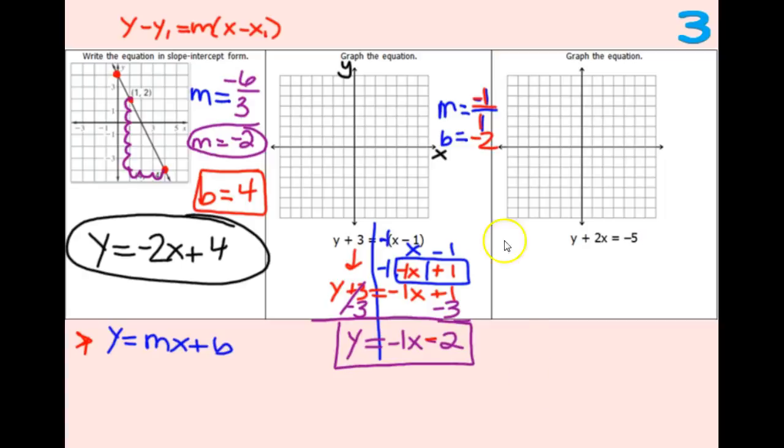So reminder, b tells you where to begin. We're beginning at negative 2, or down 1, 2. And our slope is negative 1, which is down, over 1, which is to the right. So down 1 and to the right, down 1 and to the right, down 1 to the right. Or we could go the opposite, up 1 and to the left, up and left. And then draw yourself a line through. Take a second, pause the video if you need to finish that one up.